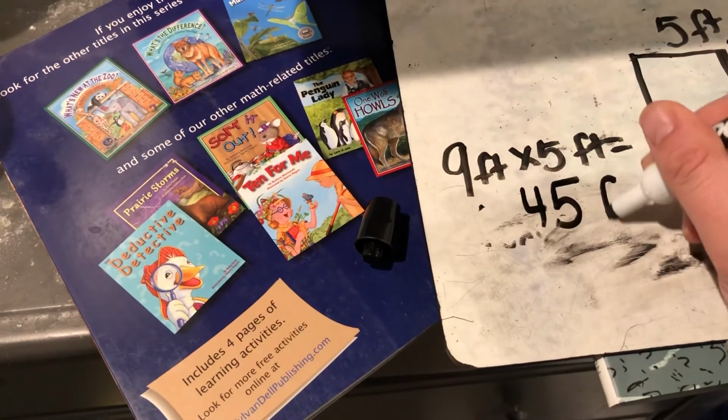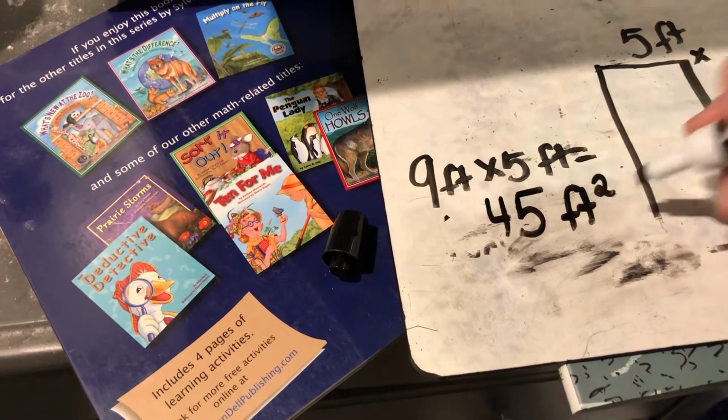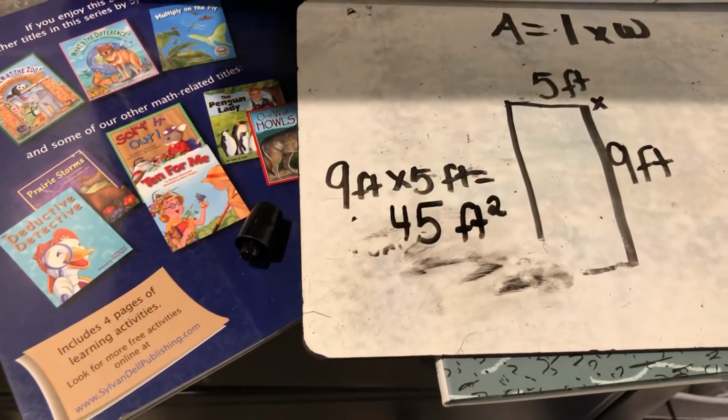And then make sure you're doing your measurement, feet. And when we're finding area, it needs to be squared. You need to put a little 2 up there. Okay.